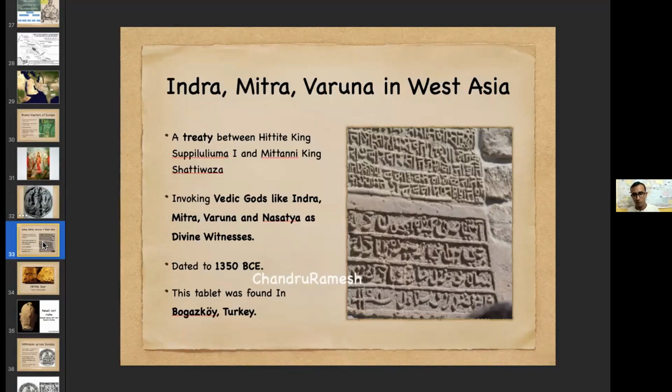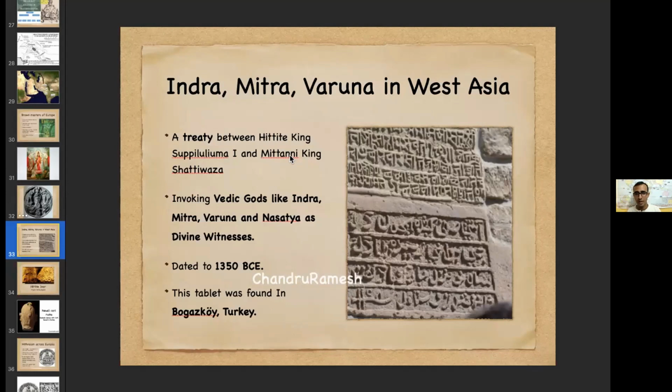Now, in Bogaskoy, we have this tablet. Today we have Android tablets. A tablet is mostly rectangular in shape, and you can inscribe something on it. So typically a tablet is rectangular, and you have inscriptions. What you find here is an ancient tablet belonging to 1350 BC, which is around 3,400 years back. So this is what is written here.